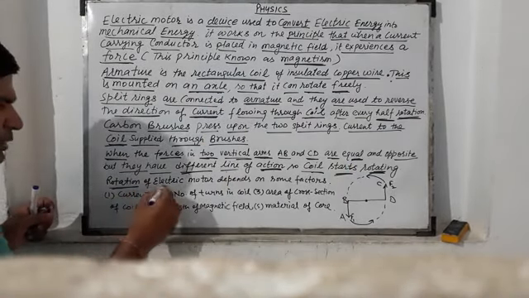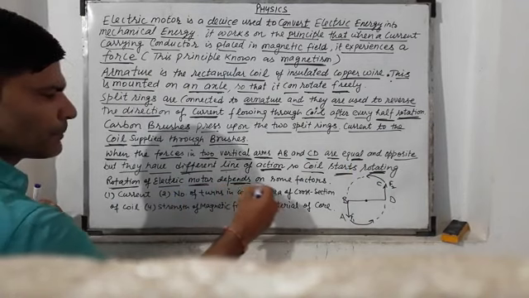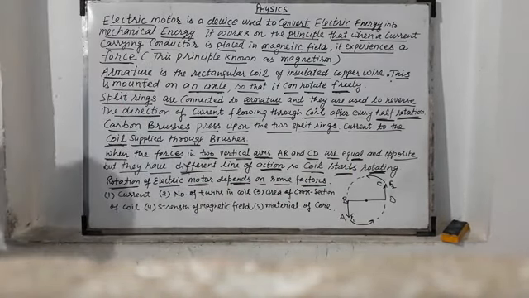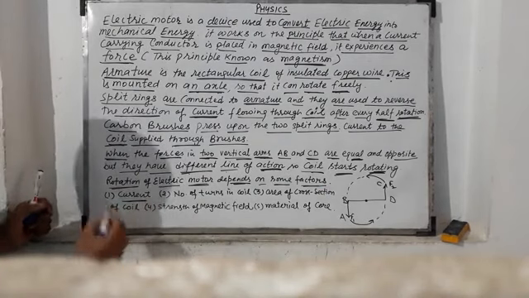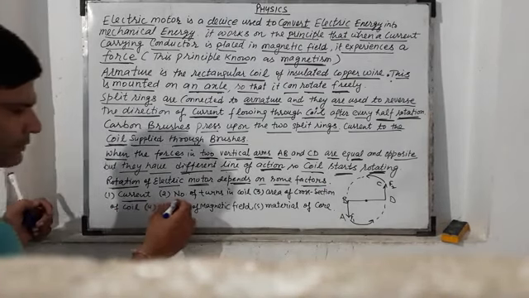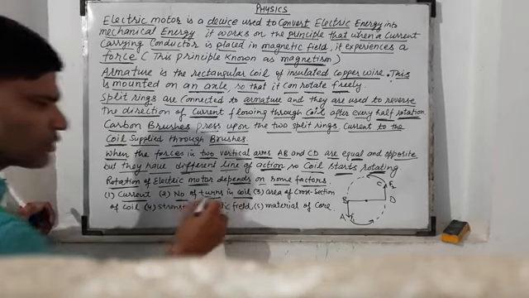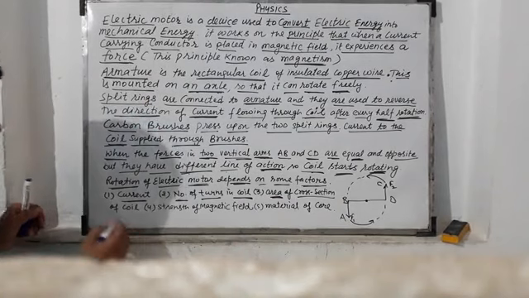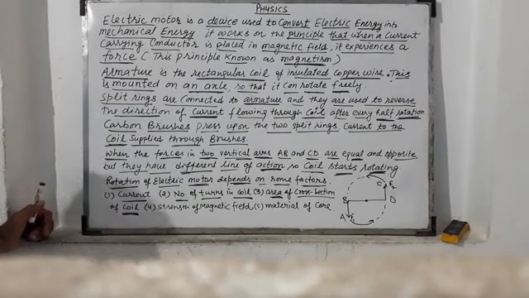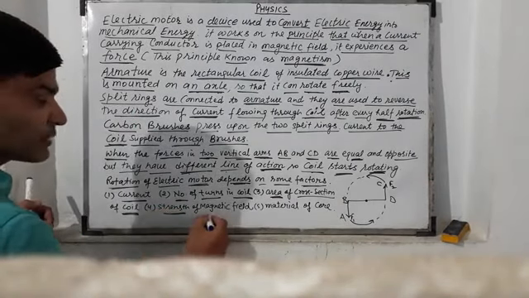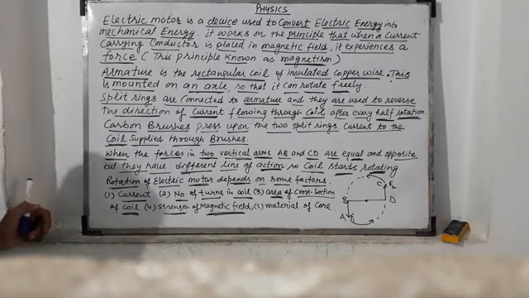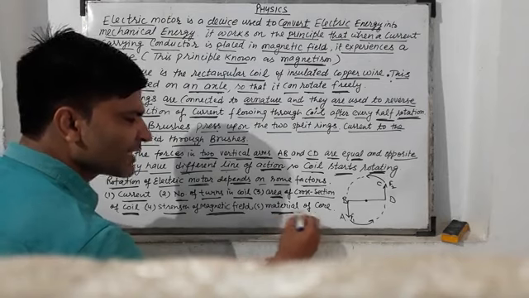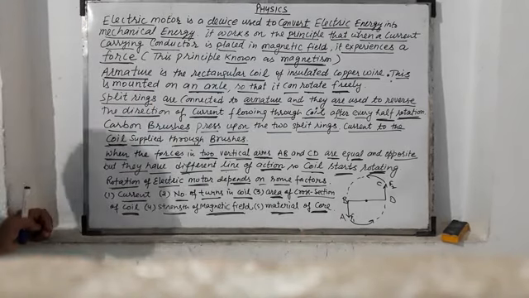Now the rotation of the electric motor depends on some factors. What are the factors? First is the current flowing in the coil. Second, the number of turns in the coil. Third is the area of cross section of the coil. Fourth is the strength of the magnetic field in which the coil is placed. And the last is the material of the core.